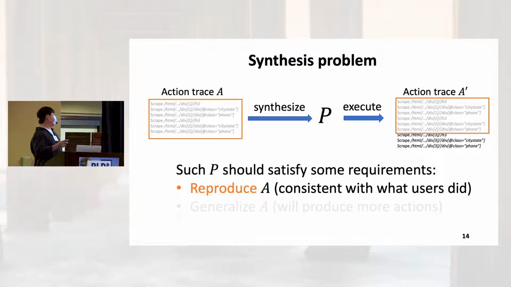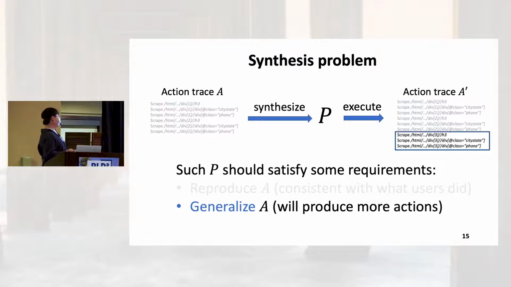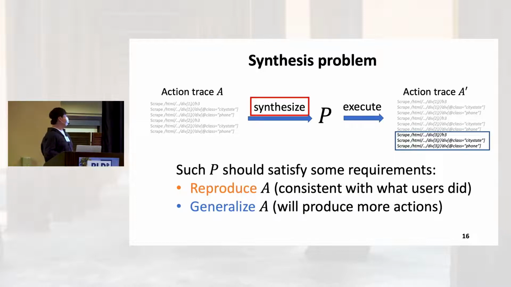More specifically, by reproduce A, I mean that if we execute the program P and generate a new action trace A prime, the original trace A should be a prefix of the generated action trace A prime. So that means it's consistent with what the user did. And by generalize A, I mean that the generated action trace A prime should be longer than the original one, which means we can make some predictions, and that's why we can automate the task. So let's dig into the synthesis part and see what kind of techniques we can use to solve this problem.